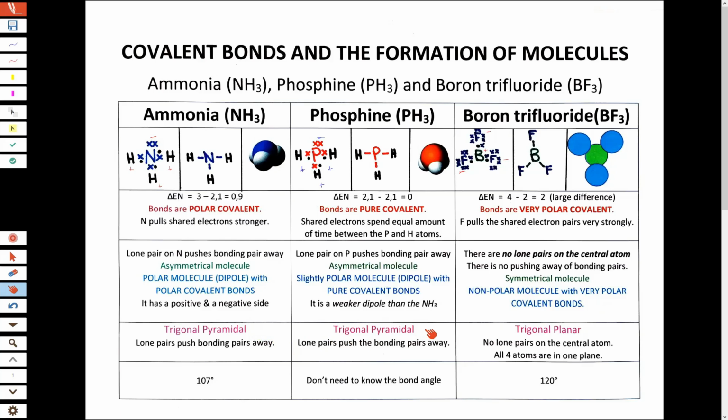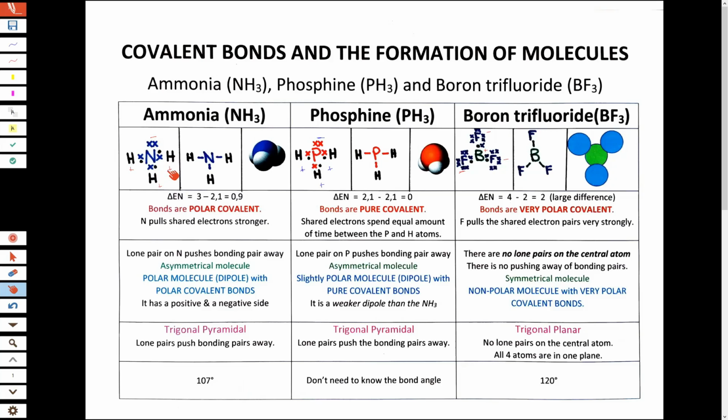The same with the phosphine, trigonal pyramidal, because the lone pairs push the bonding pairs away. Boron trifluoride, however, is trigonal planar. There are no lone pairs on the central atom, and all 4 atoms, the boron and the 3 fluorines, are all in one plane. The bond angles you might not need to know, but ammonia is 107 degrees between the hydrogens. So this is 107 degrees.